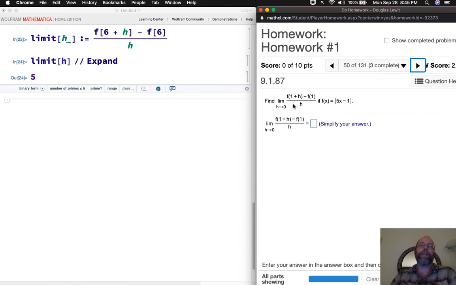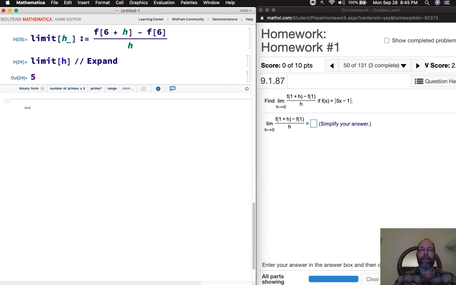Okay, so here, the same idea, guys. Find the limit as h goes to 0 of f of 1 plus h minus f of 1, divided by h, if f of x is equal to the absolute value of 5x minus 1. So let's give this a shot. Those absolute value functions can be a little bit weird, but let's give it a shot.